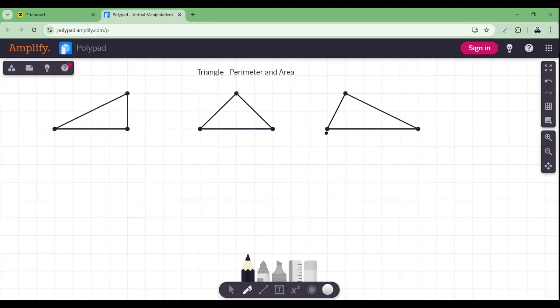Now, perimeter, we know the meaning. Perimeter means the boundary, the length of the boundary. Similarly, for area, what is the meaning? It is the space inside that boundary. That is called the area, right? Now let's try to find the perimeter of these triangles first.